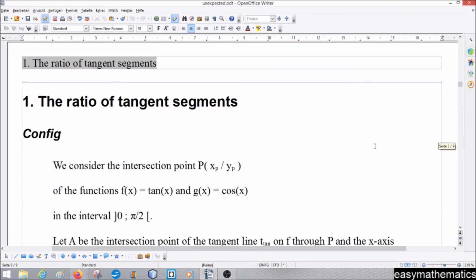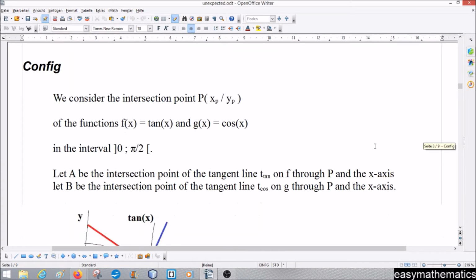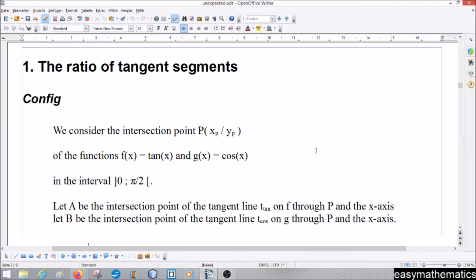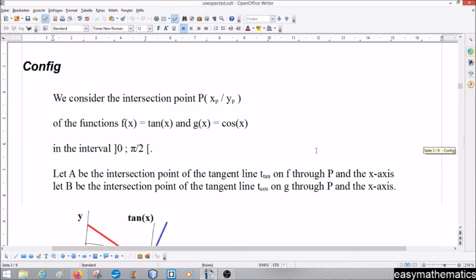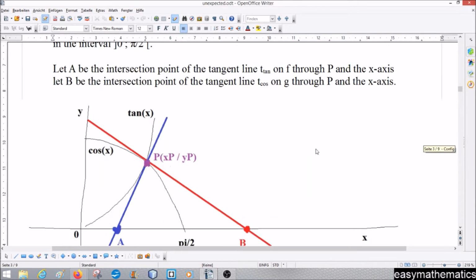Alright, ratio of tangent segments. So the configuration is like that. We consider the intersection point P, (xp, yp), of the functions tangent x and cosine x in the open interval 0 to pi over 2. Let A be the intersection point of the tangent line T_tan on the tangent function through P and the x-axis, and let B be the intersection point of the tangent line T_cos on the cosine function through P and the x-axis. Okay, so we take a look into the picture.